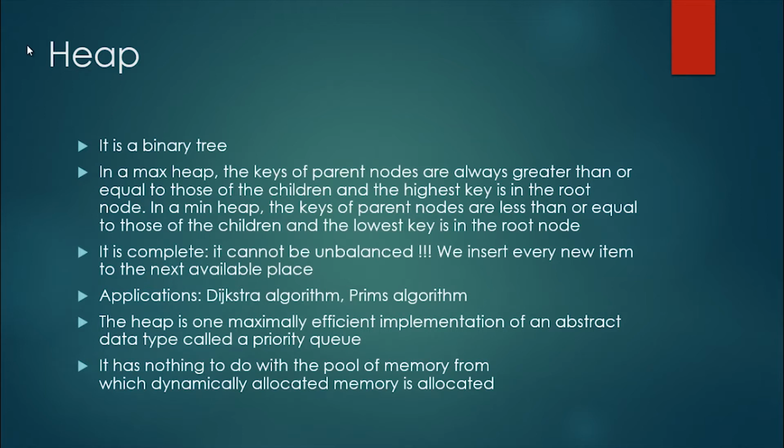And the second property is that it is complete. It cannot be unbalanced. We insert every new item to the next available place. So the heap is one maximally efficient implementation of an abstract data type called a priority queue. It doesn't matter, it's abstract computer science stuff. And it has nothing to do with the pool of memory from which dynamically allocated memory is allocated.